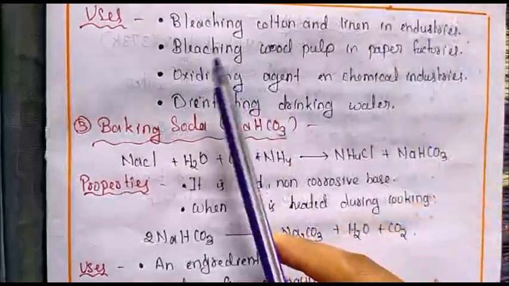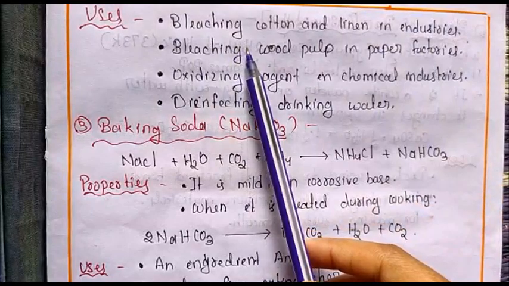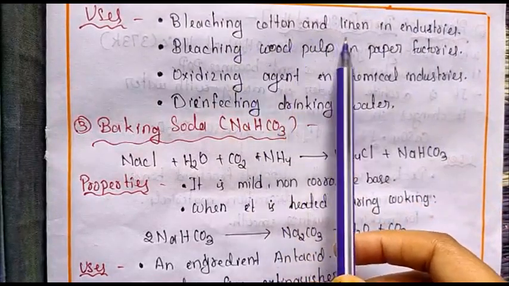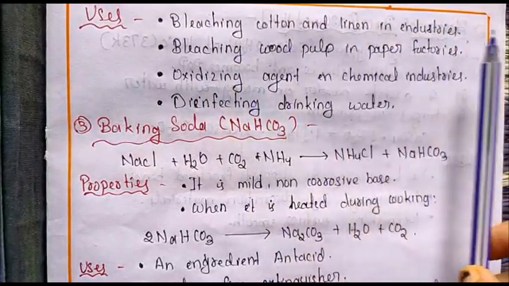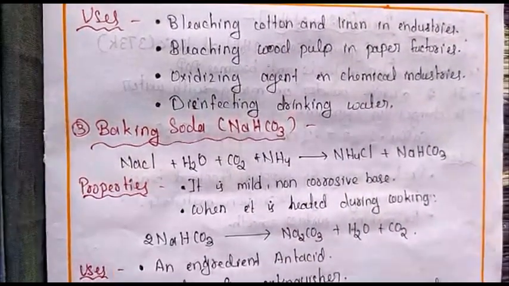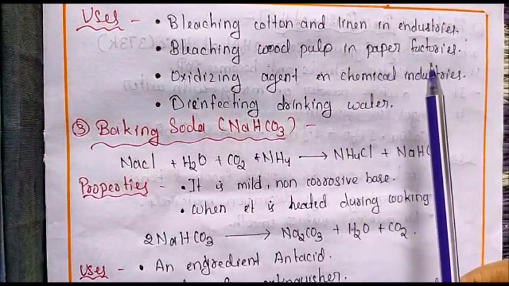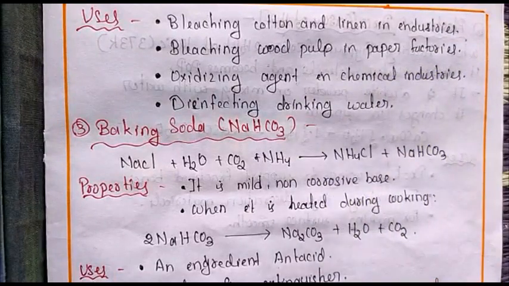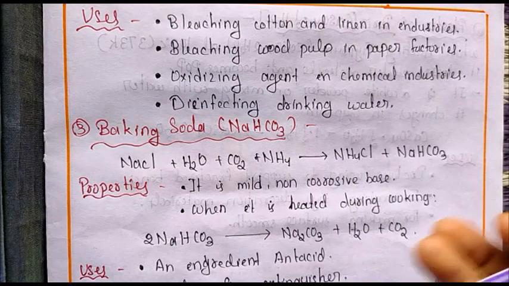Uses of bleaching powder. Bleaching powder is used in the cotton and linen industry. That is, in the textile industry, bleaching powder is used. Bleaching powder is used on wood pulp in paper factories. For refining the wood pulp, we use bleaching powder.